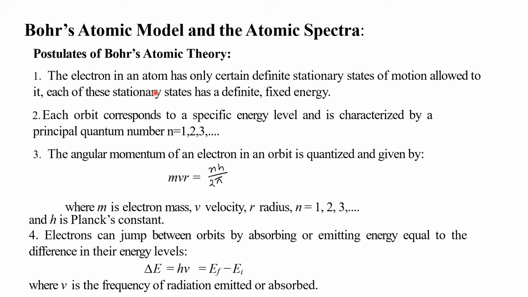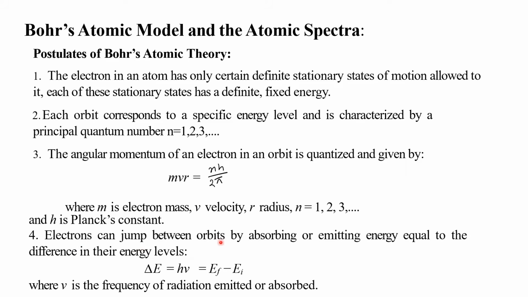It says that the electron in an atom has only certain definite stationary states of motion allowed to it. Each of these stationary states has a definite fixed energy. Each orbit corresponds to a specific energy level and is characterized by a principal quantum number n, where n varies from 1, 2, 3, etc. The angular momentum of an electron in an orbit is quantized and is given by mvr equals nh by 2 pi, where h is Planck's constant, n is the principal quantum number, v is the velocity, r is the radius of the orbit, and m is the mass of the electron.